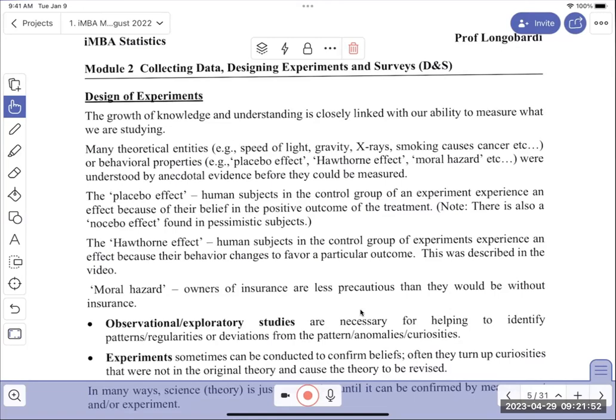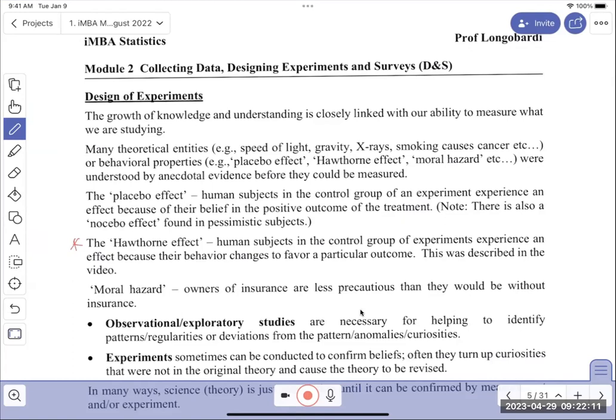We want the results to be controlled to telling us that this was the treatment impact. So that is known as the Hawthorne effect, and it's not explained explicitly in the video, but I just make a note here.